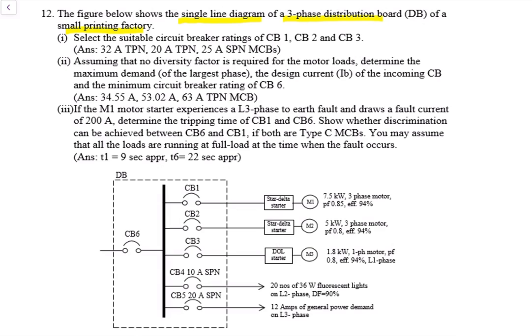If we read the question, this is a single line diagram, 3-phase distribution board of a small printing factory. So this is an EID electrical installation for a commercial outfit, right? So this will guide us in some decision making.